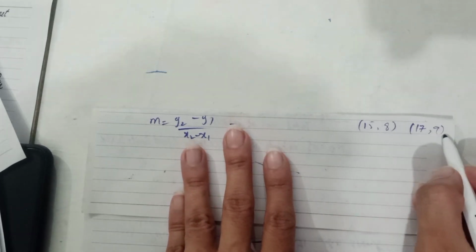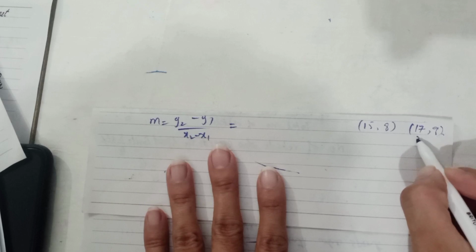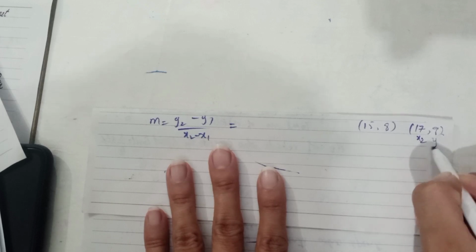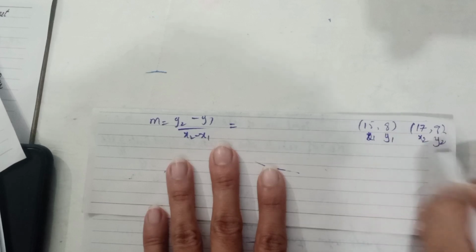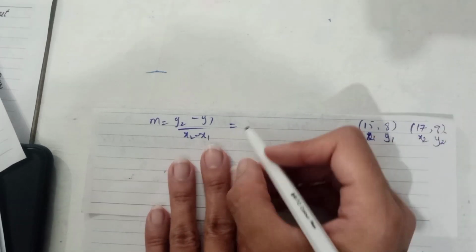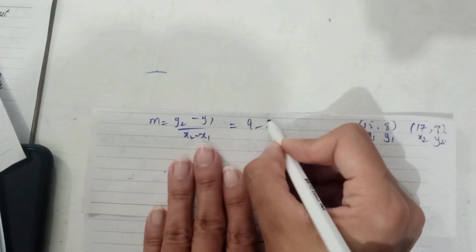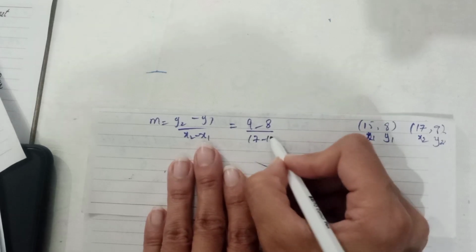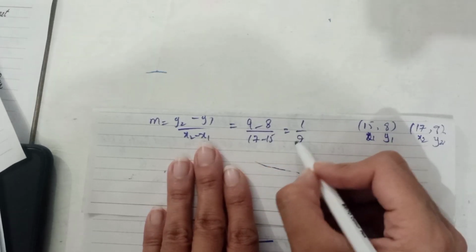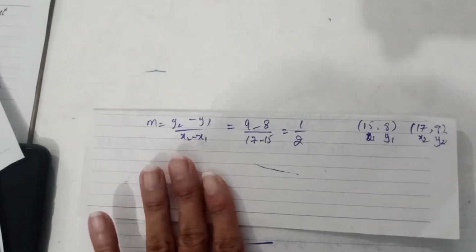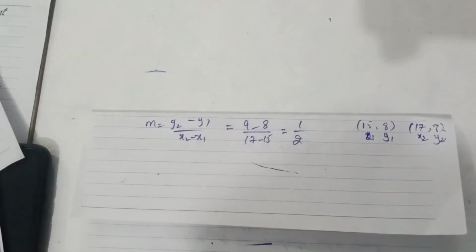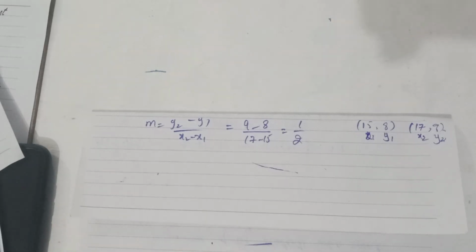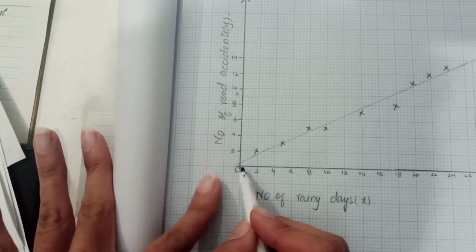Yes, this is x2 and y2, and x1 and y1. y2 minus y1, 9 minus 8, over 17 minus 15, we get 1 by 2. This is our gradient.